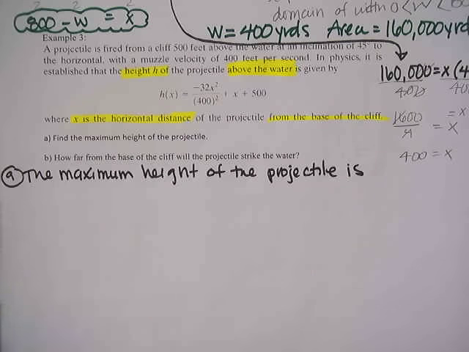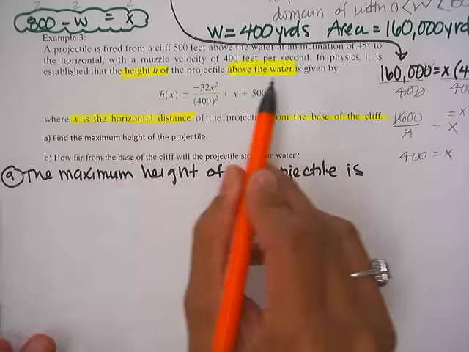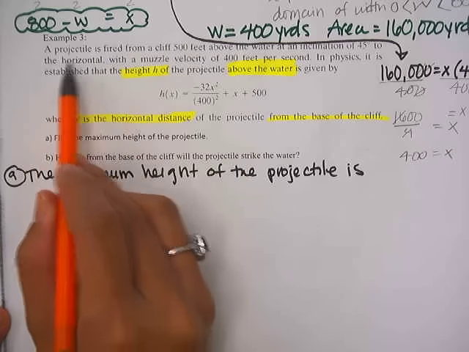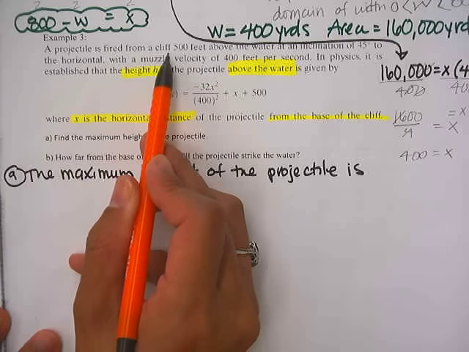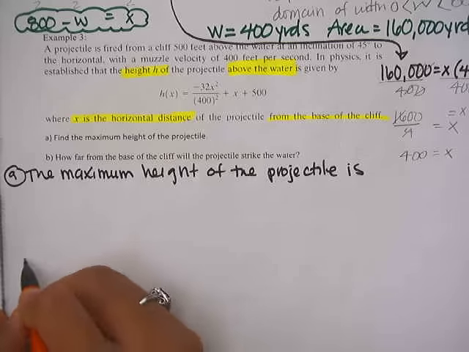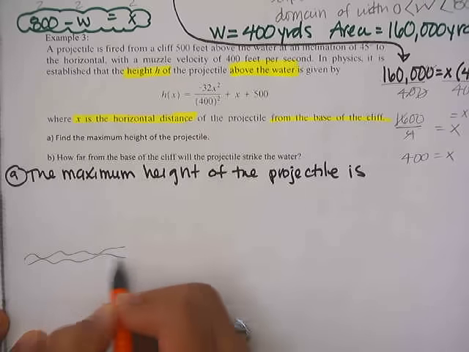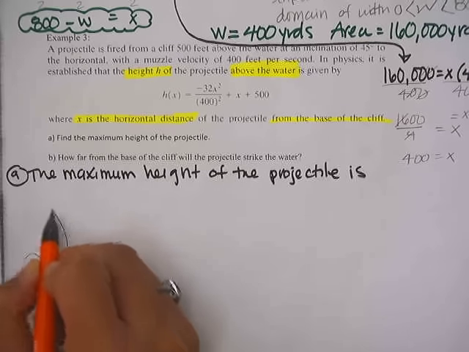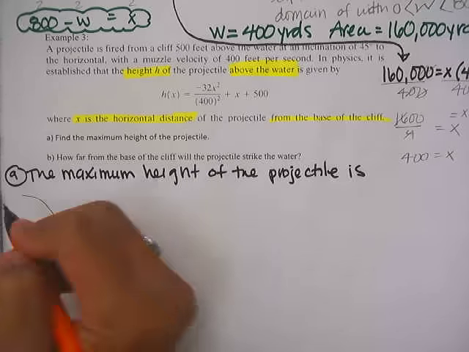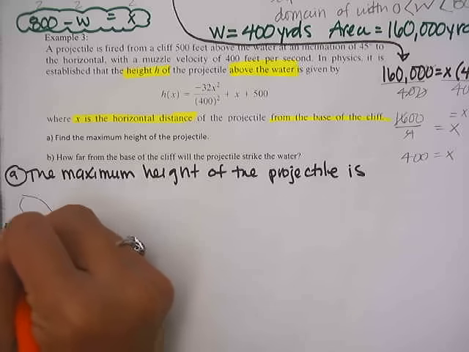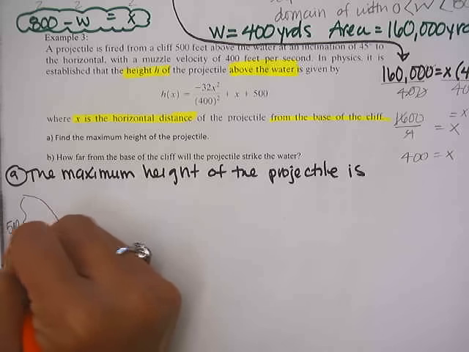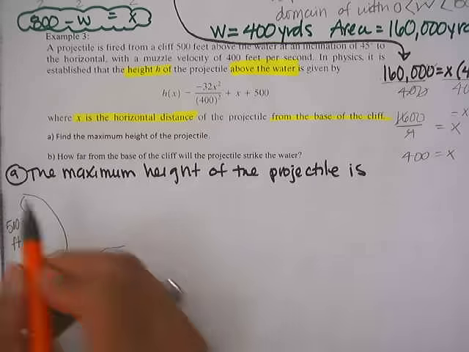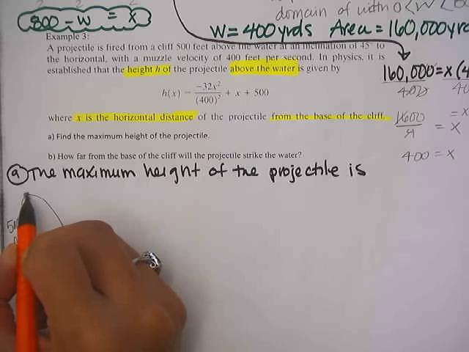Okay. So first things first, let's give you a little sketch of what this is talking about. The projectile is fired from a cliff 500 feet above water. So let's draw some water. Here's some water. Okay. Here's a nice cliff. And this cliff is said to be 500 feet. That's what it says. And somewhere I'm firing something up. Okay.